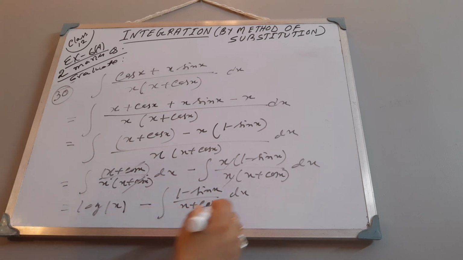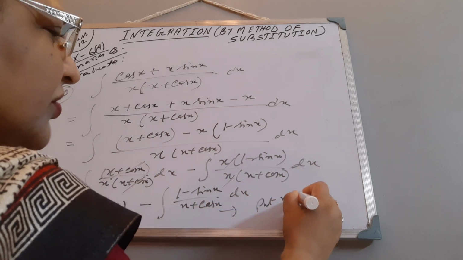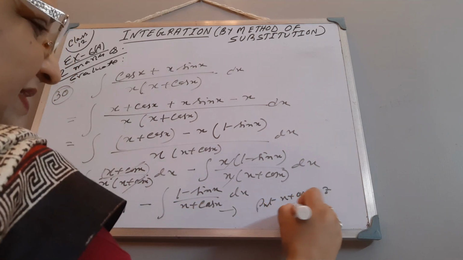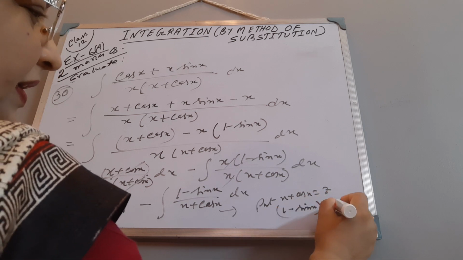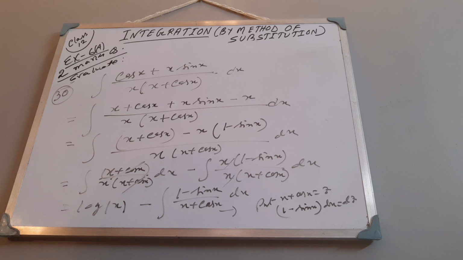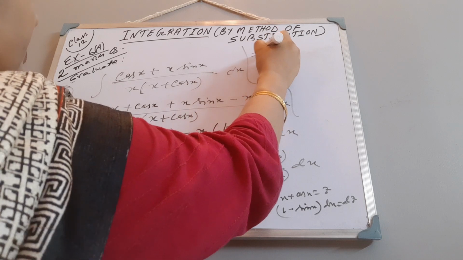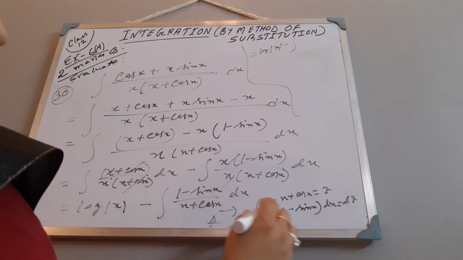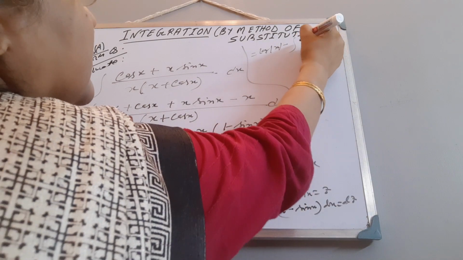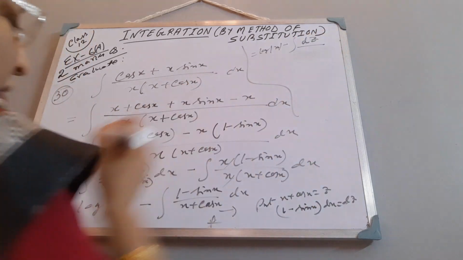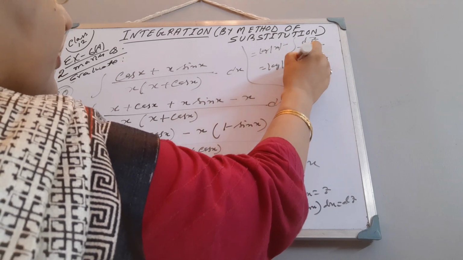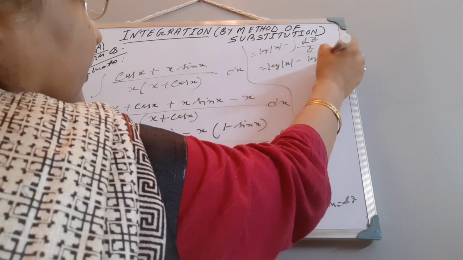Now for this part only, put x plus cos x is equal to z. d/dx of x is 1 and d/dx of cos x is minus sin x. So it is coming 1 minus sin x dx is equal to dz. It has become very simple. Now it is coming log x, already we have got. And here instead of 1 minus sin x dx, what we will write? dz, whole divided by x plus cos x, which we have taken as z. So this is coming log x minus, this is again log z plus c.